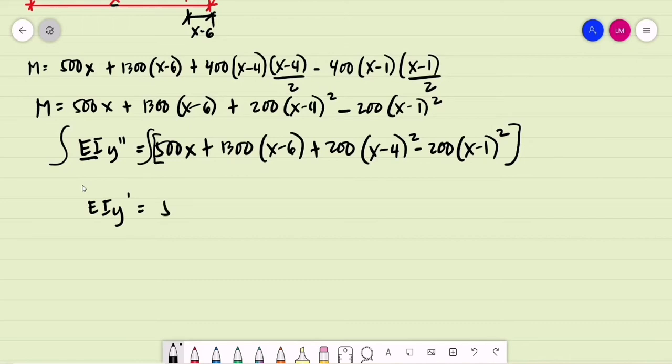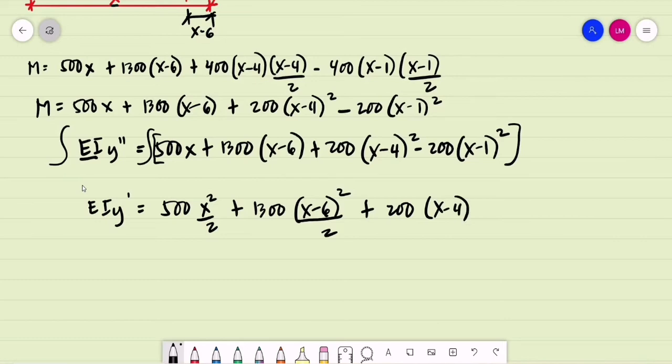So this is the same as we have 500 x squared divided by 2 plus 1,300 multiplied by x minus 6 squared divided by 2 plus 200 multiplied by x minus 4 raised to 3 divided by 3. Then minus 200 multiplied by x minus 1 cubed divided by 3 plus the first arbitrary constant.